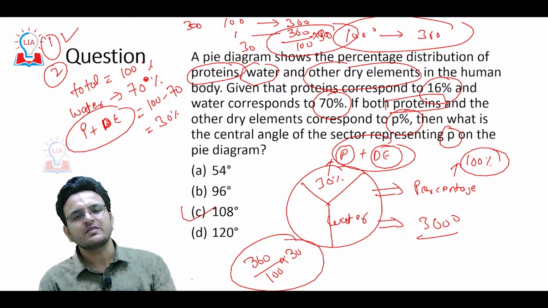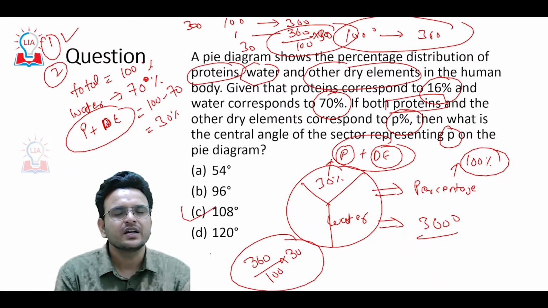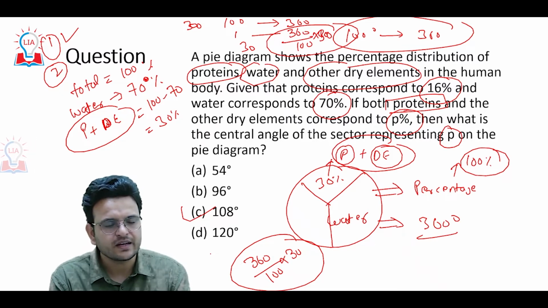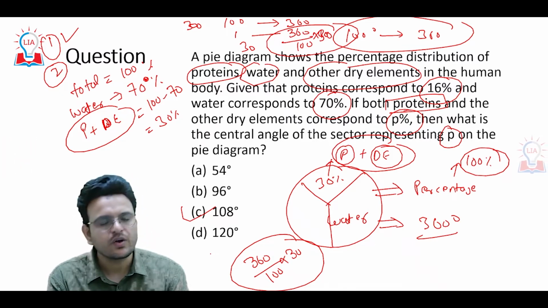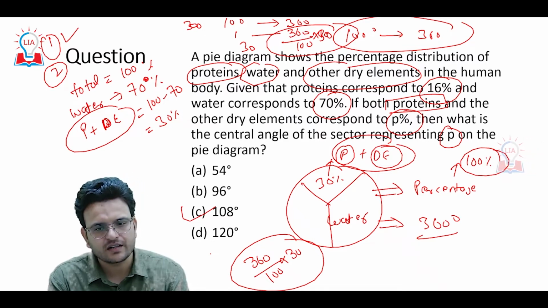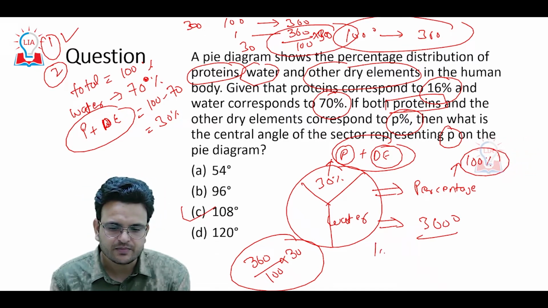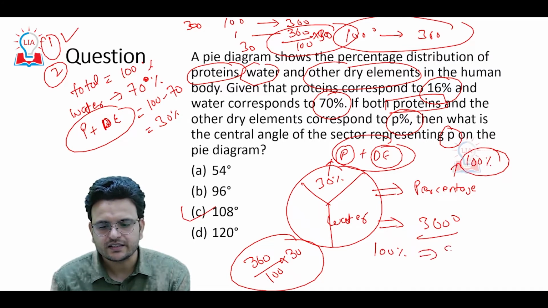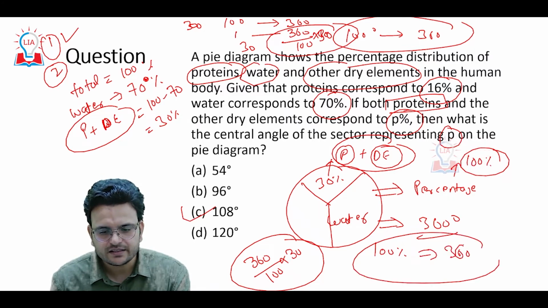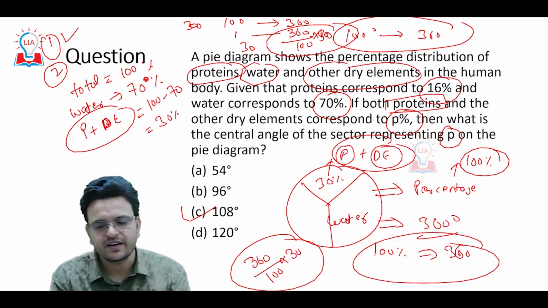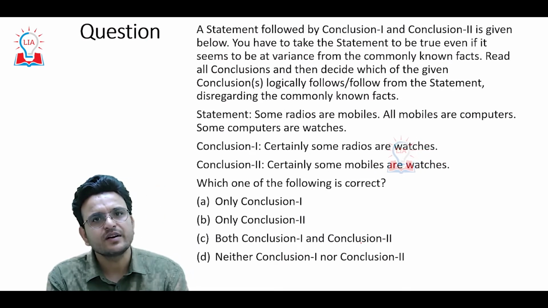So I hope you are able to understand this particular question. This question is not at all difficult. The only thing you have to know is the basics of percentage. You have to know the basics of the pie chart, and you should know that 100% is equal to 360 degrees. If you know these basic things, then this question becomes very easy. Let's see one more question.